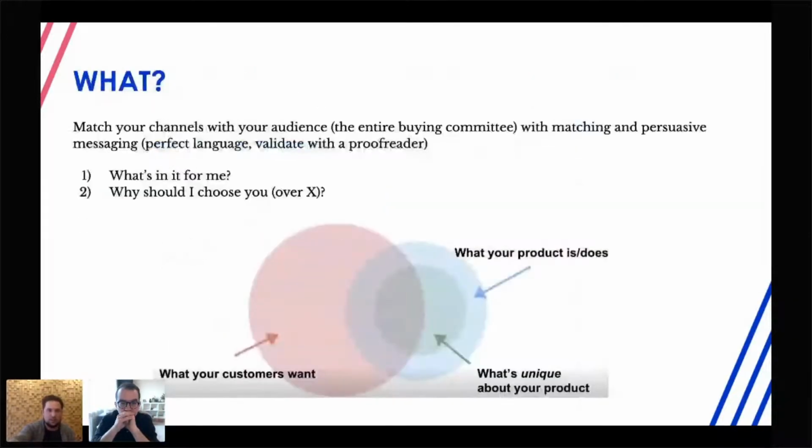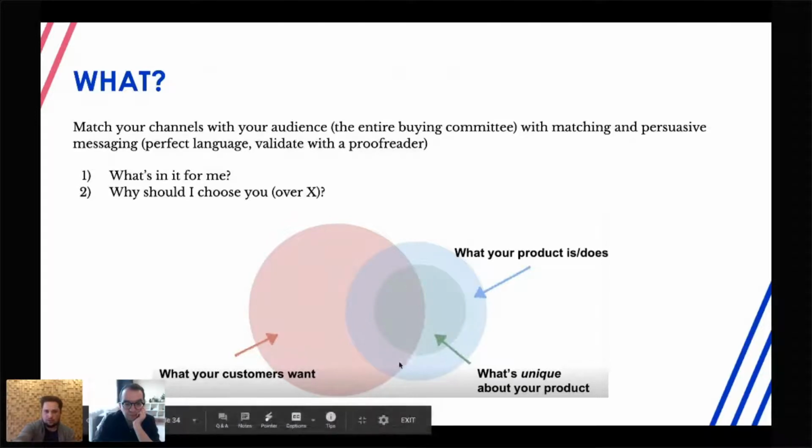So the last topic here is to match your channels with your audience, with the entire buying committee, with matching and persuasive messaging. And we should answer two questions here: what's in it for me, and why should I choose you over X? And this is the concept from CXL that you should focus your messaging on here.